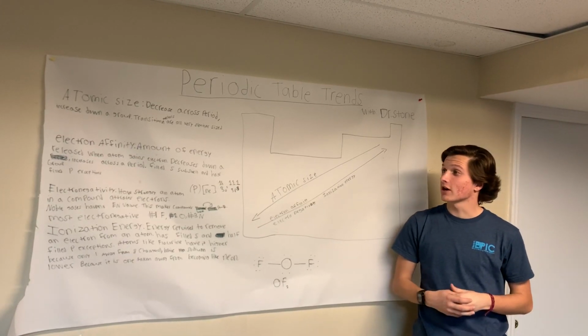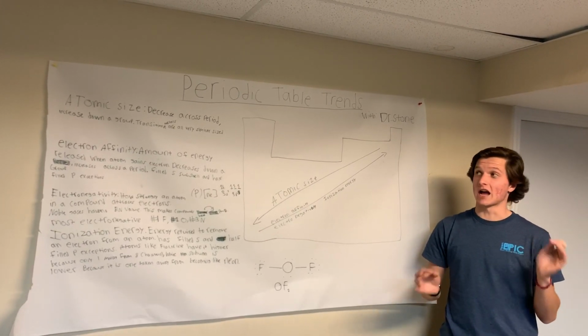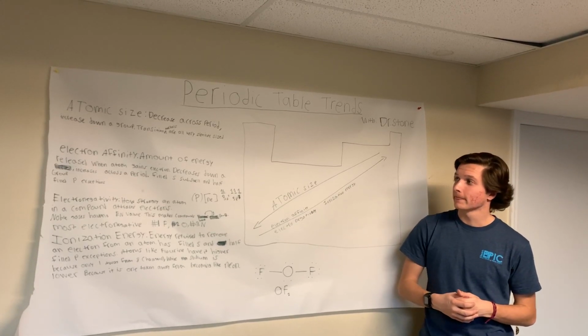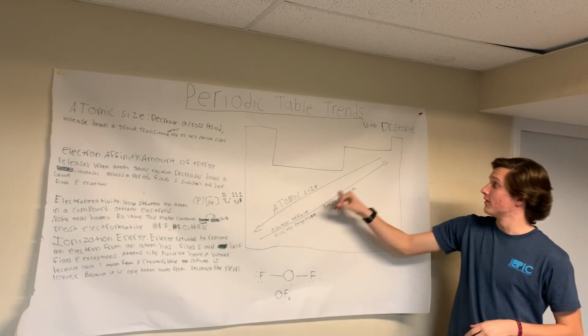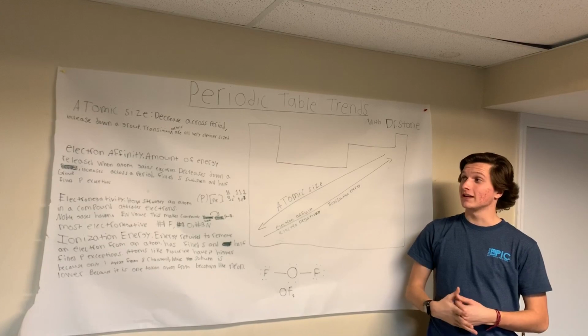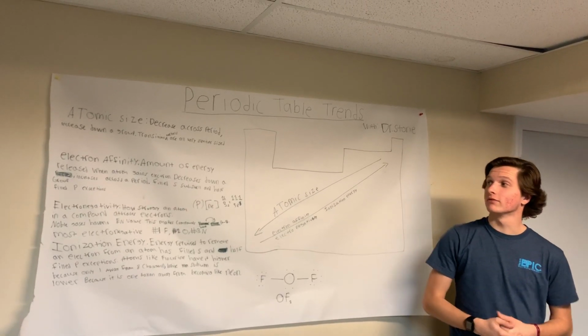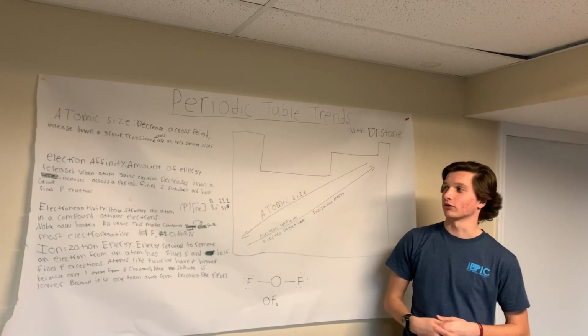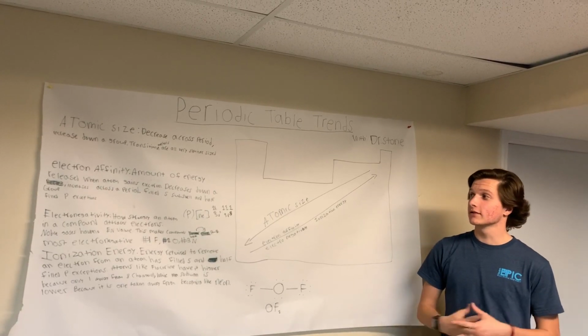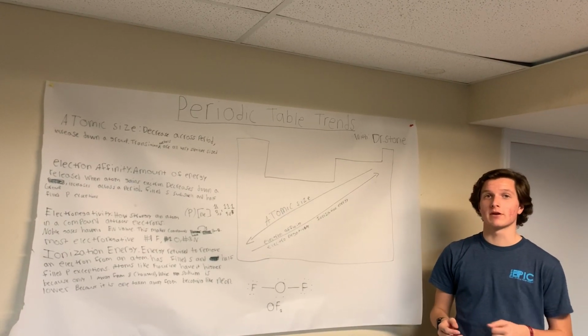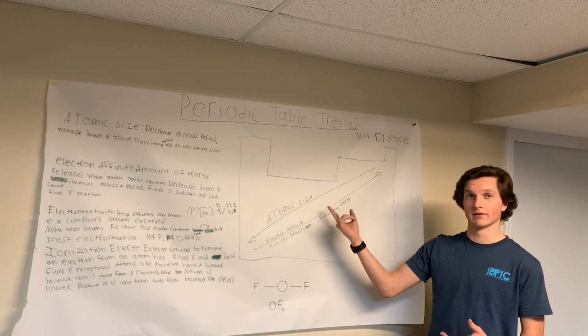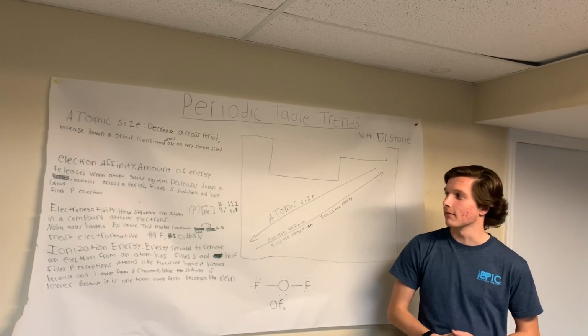So the next one is electron affinity. Now electron affinity is actually the opposite of atomic size. It goes up this way. But what electron affinity is, is the amount of energy released when an atom gains an electron. Okay, it decreases down a group and increases across a period, which, like I said before, is the opposite of atomic size. You always keep that in mind.